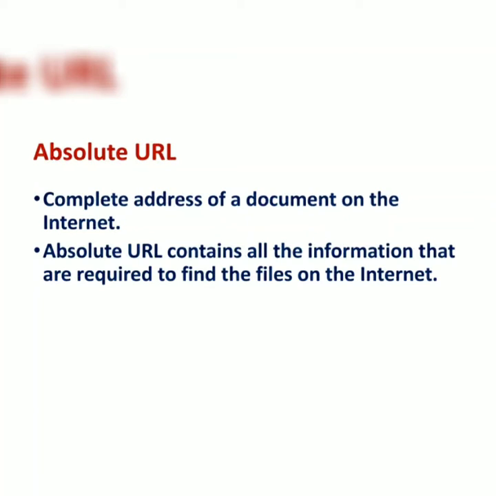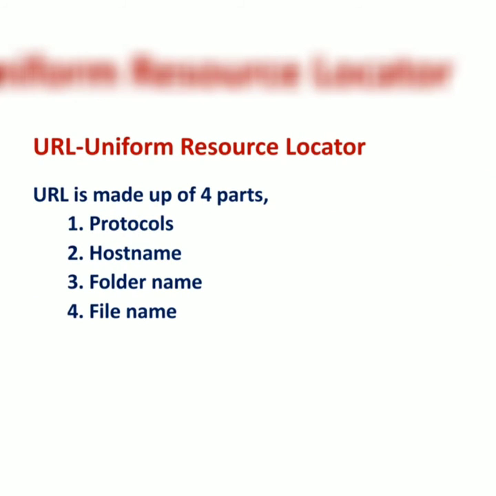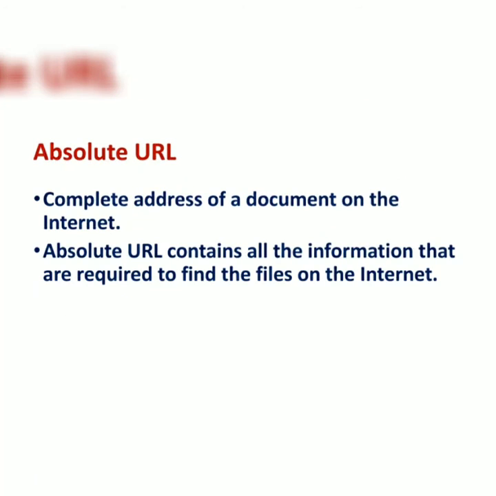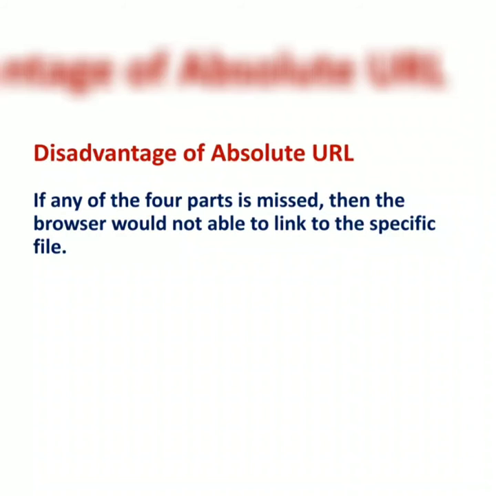As we have already discussed about the basic URL parts, the basic URL will have the protocol, host name, folder name and file name. If the URL contains all this information, then it is called an absolute URL. An absolute URL will have all these 4 parts, and there is a disadvantage of an absolute URL. If any one of the 4 parts is missed, then the browser would not be able to link to the specific file. That is a disadvantage of an absolute URL.